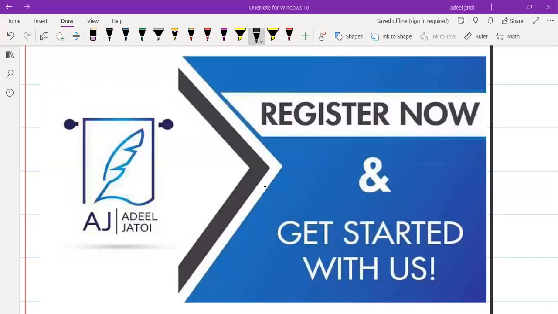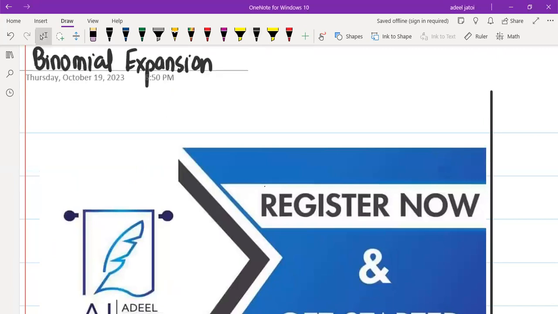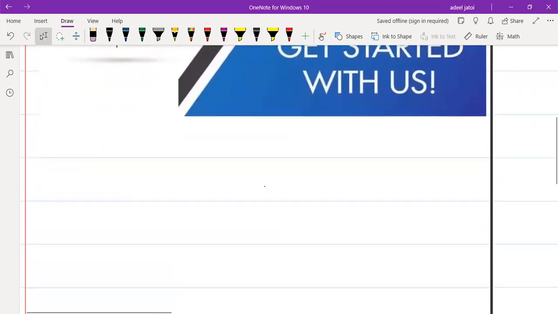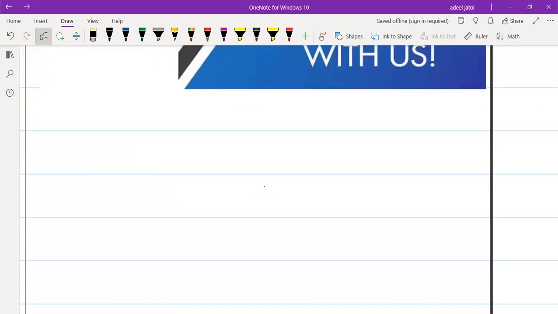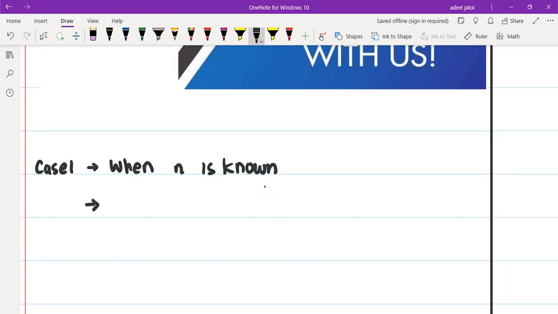Okay, Ji. We are starting off with binomial expansion. In binomial expansion, you should know that there are two formulas. Let's say case 1, when n is known. Then we have when n is an integer.